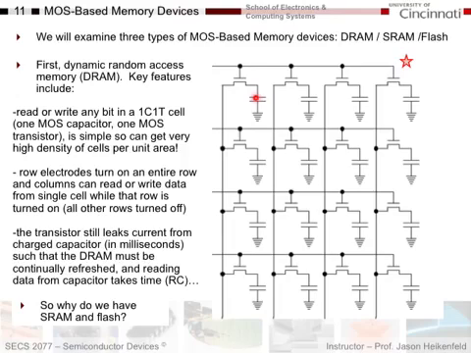Okay? So how this works is the row electrodes can turn on an entire row. For example, I could put voltage on this row here, and the voltage would turn on the gates for all of these transistors, and then while that row is turned on, I can send data up the columns to charge the capacitors to a 1 or a 0. For example, I could set the capacitors to 0 volts for a 0, or to 5 volts for a 1.